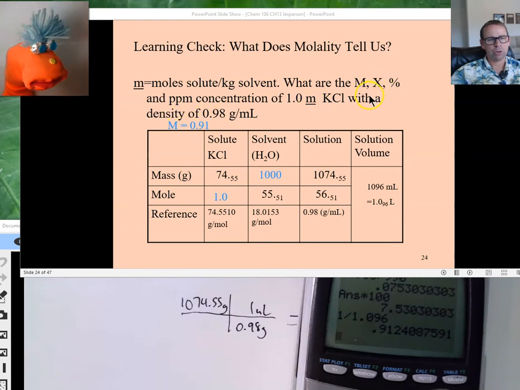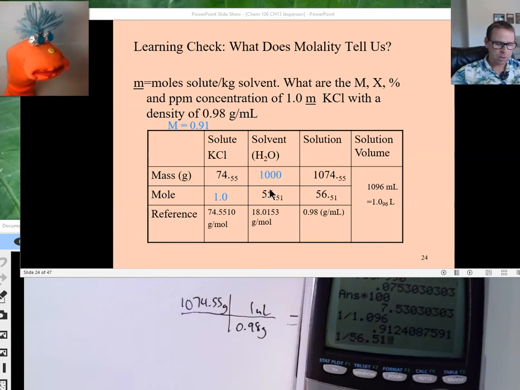How about the mole fraction? Oh, that was easy. Moles total is 56.51, right? That's right. Moles of solution is the sum of the moles of solvent plus moles of solute. Okay, then 1 divided by 56.51. Very good. That should be 0.18 moles of solute per moles total. So that's our mole fraction.